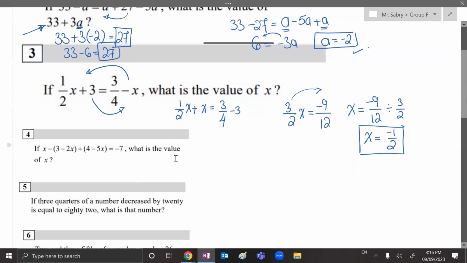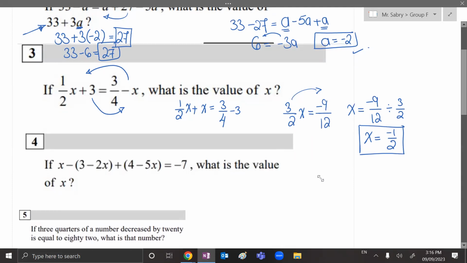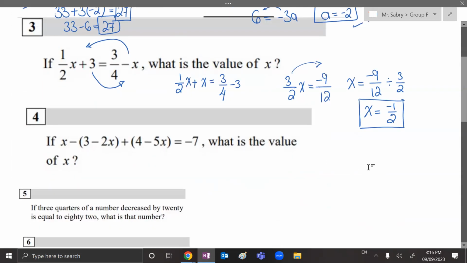Okay, it's getting a bit harder whenever there are brackets. When there are brackets with a plus, we can remove the brackets entirely. But when there's a minus, exactly. So in this case I have the negative before this bracket, and it will change the signs. But for the plus, all I do is just remove the brackets and that's it. So I have x and then minus 3 and then plus 2x plus 4 and then the minus 5x equals negative 7.